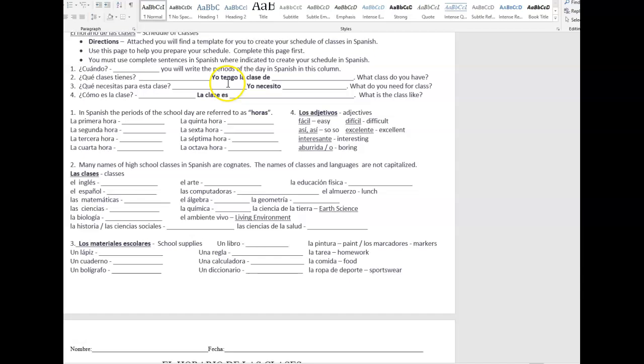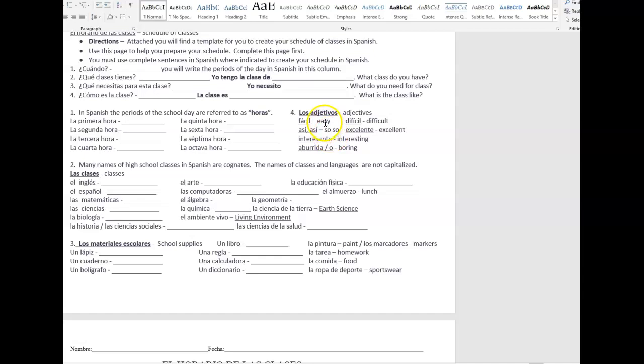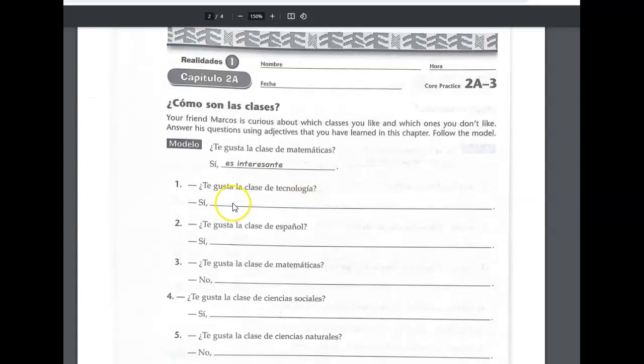Yo no tengo la clase de, and then the class. No tengo la clase de tecnología. So again, for this one, you're using descriptive adjectives, such as those in the category there, category 4, group 4, and you're using them to describe your classes. Begin with sí or no, followed by the verb ser, and then a descriptive adjective. Or begin with no tengo la clase de, and then whatever class it is that's being asked about.